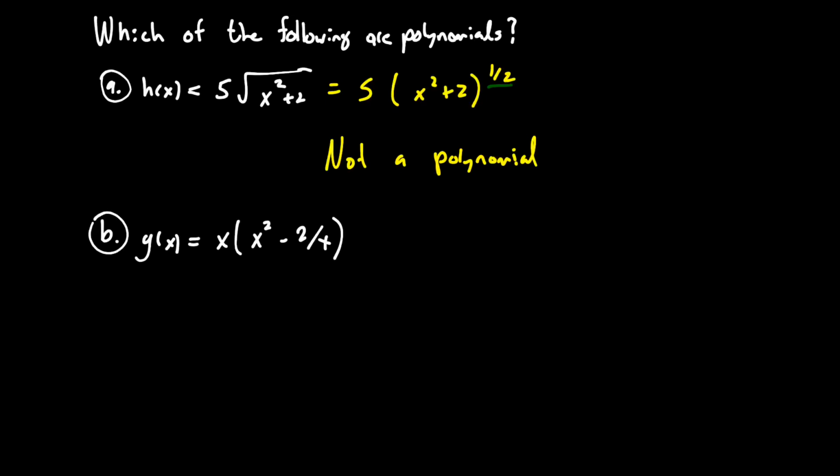In part B, we're given g of x is equal to x times (x squared minus 2 divided by x). Again, let's go ahead and simplify this. This will be equal to x cubed minus 2. Here we clearly see that by definition, this is in fact a polynomial.